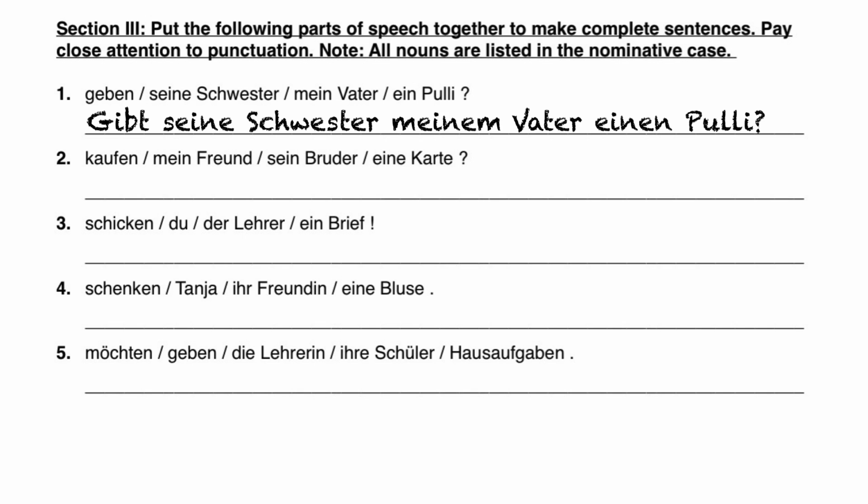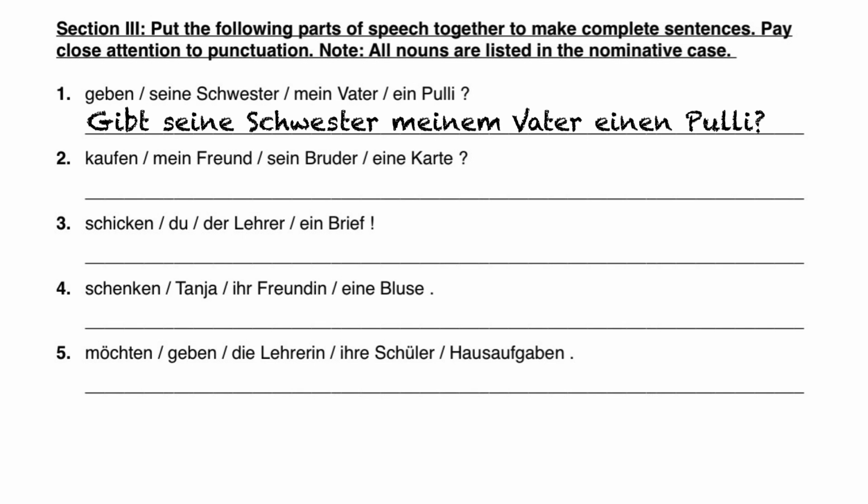Now, as you can see, we have here an E for the end of seine, because that one's a feminine noun in the nominative case, because it's the subject. The accusative object here is the thing being given, which is a pullover or a sweater. So we have an EN there for the end of it because it's a masculine noun in the accusative case. And then we have the indirect object, which is my father, meinem Vater, has an M at the end of the ein word because, again, we're using this in the dative case for the masculine form.